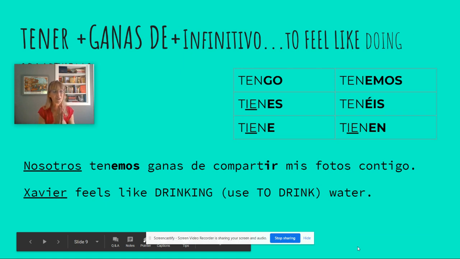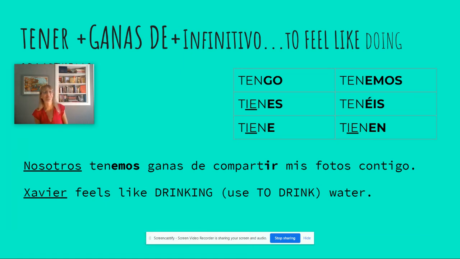Last one, chiquititos, you're almost there. Sí se puede. Tener ganas de. Now, this is one of my favorites. Tener ganas de plus an infinitive is to feel like doing something. This is not tener que, I have to do it or else. This is tener ganas de, I feel like doing it. So we might say, nosotros tenemos ganas de compartir nuestros fotos contigo. We feel like sharing our photos with you.